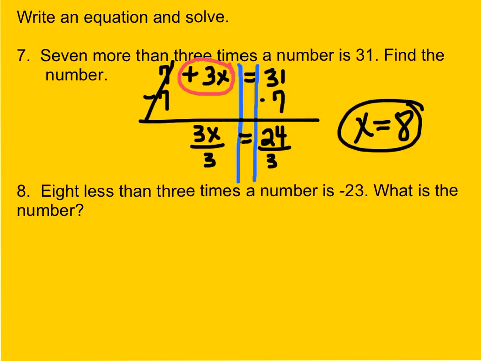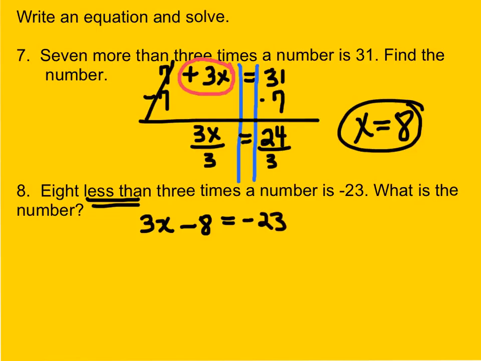Okay, let's go ahead and try the next one. 8 less than 3 times a number is negative 23. What is the number? First, let's write the equation. 8 less than 3 times a number. Remember, less than means we're going to change the order around. So we want 3x minus 8 is negative 23.